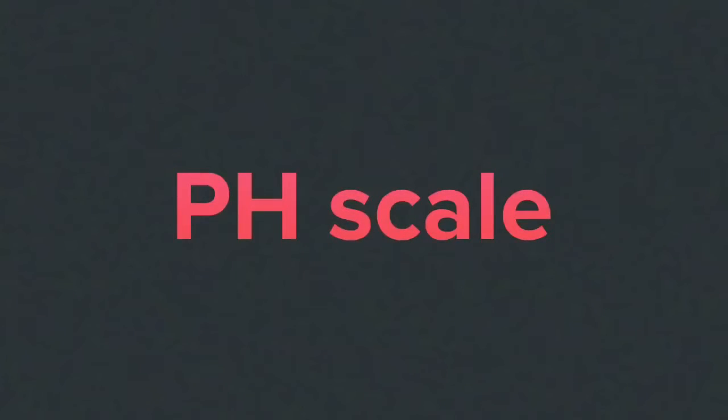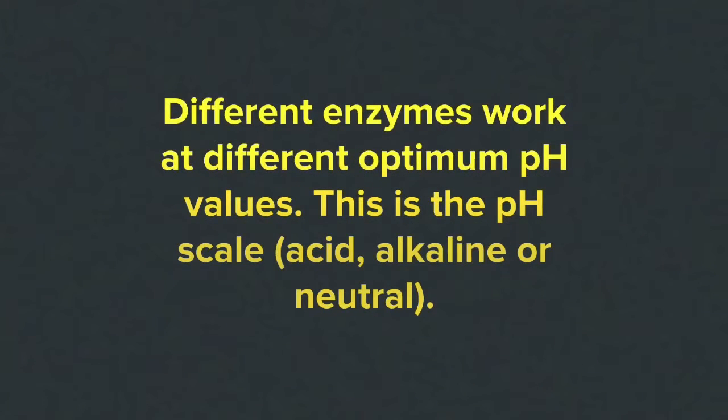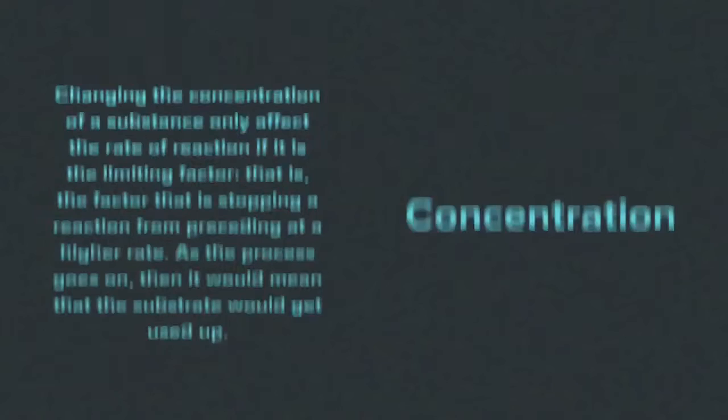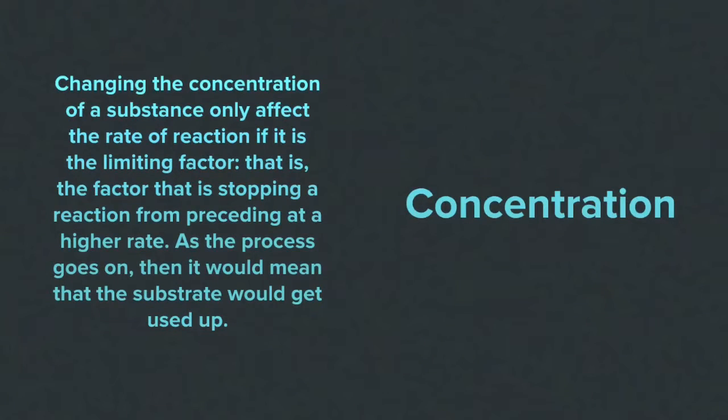The pH scale. As you know, different enzymes work at different optimum pH values. This is a pH scale: acid, alkaline, or neutral. As you change the pH, the enzyme can be denatured if the original pH is changed to a different pH, instantly or gradually.